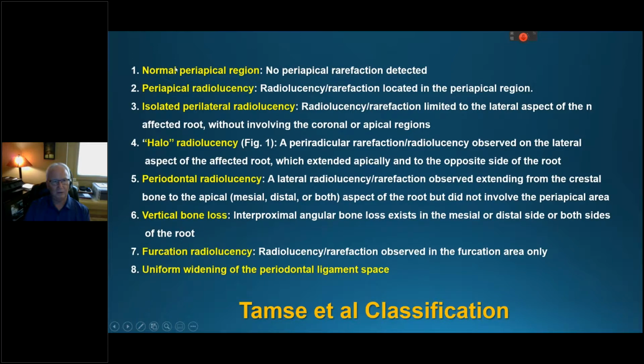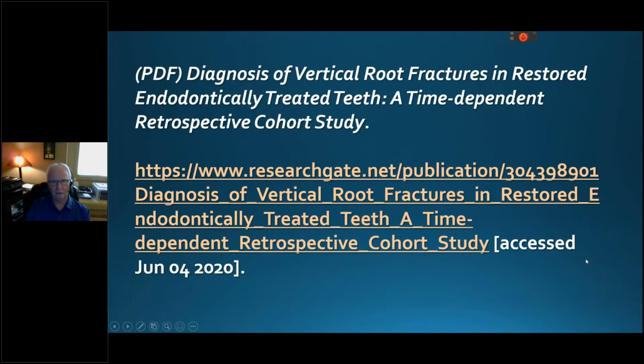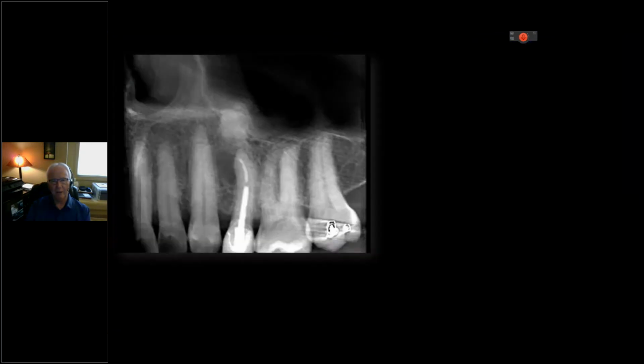I guess there are a whole raft of classifications. Tamsi et al. did a classification. You can read this later. They had all kinds of things that were related to a possible diagnosis of a vertical fracture. So if you want to look it up, I put the journal citation in there for you. But I'm going to show you some cases.